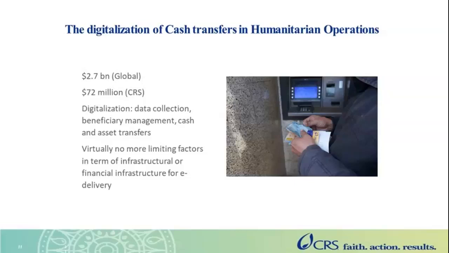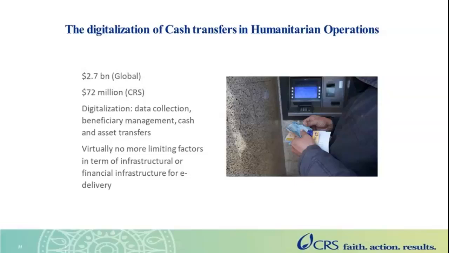And that corresponds to what is happening at the global level as well. According to DI, a total of $2.8 billion worth of humanitarian assistance was disbursed in cash. That represents approximately 10% of the total humanitarian assistance distributed, which is about $25 billion.